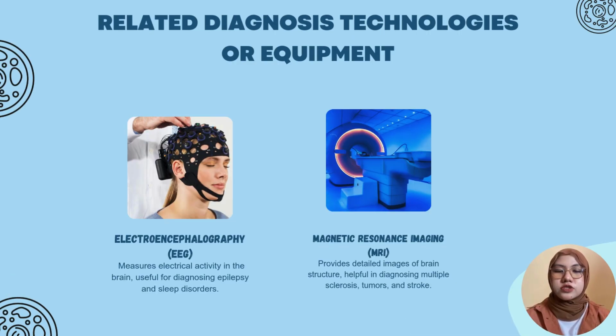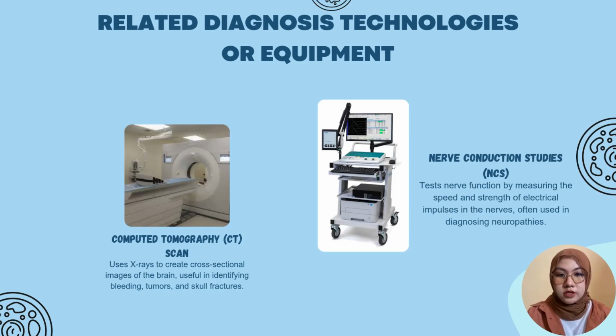Related diagnosis technologies or equipment. First we have electroencephalography, EEG, to measure electrical activity in the brain, useful for diagnosing epilepsy and sleep disorders. Then we have magnetic resonance imaging, MRI. Then we have computed tomography, CT scan, which uses X-rays to create cross-sectional images of the brain, useful in identifying bleeding, tumors, and skull fractures. Also, we have nerve conduction study.